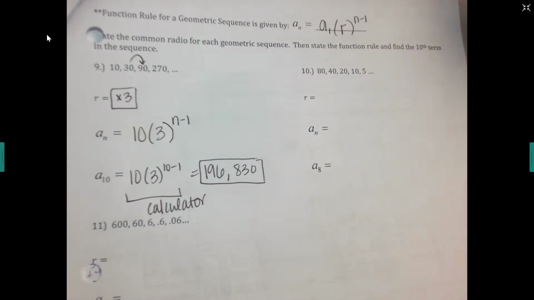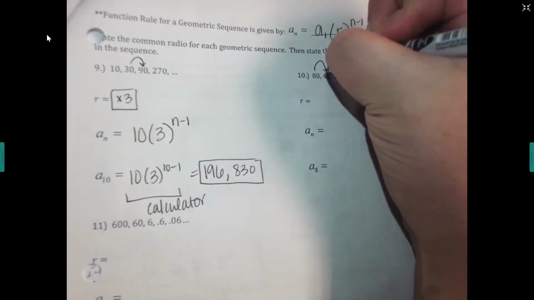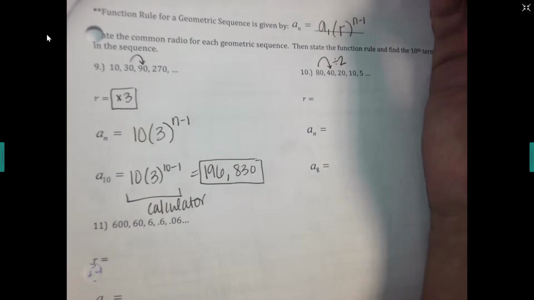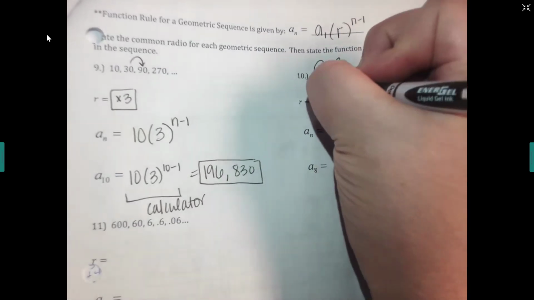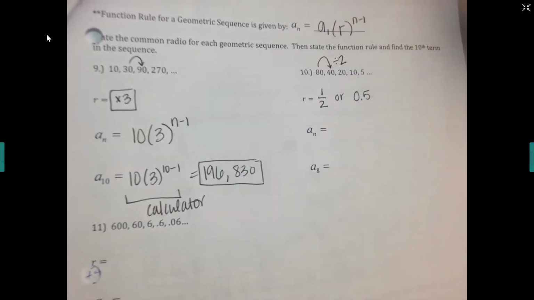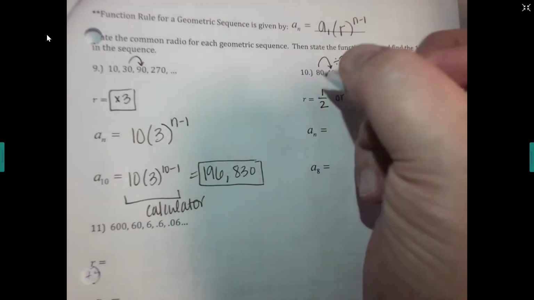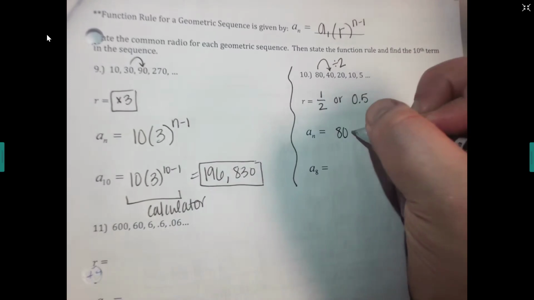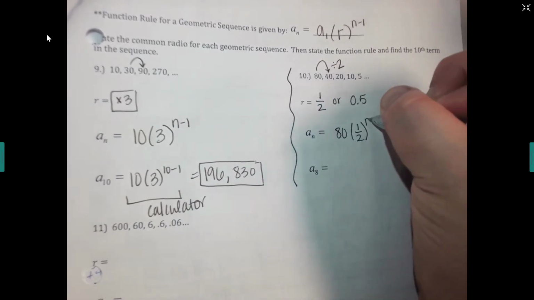All right, let's do number 10. Can you identify what your pattern is? I'm going to go from 80 to 40 to 20 to 10. Okay, we're dividing by 2. Then my ratio has to be a fraction. What fraction? 1/2. Or if you want to put 0.5, that's also fine. Okay, it doesn't matter which one you use. Okay, to write my function rule, my first term in my sequence is what number? 80, and then I'm going to cut in half over and over again, but not on the first.